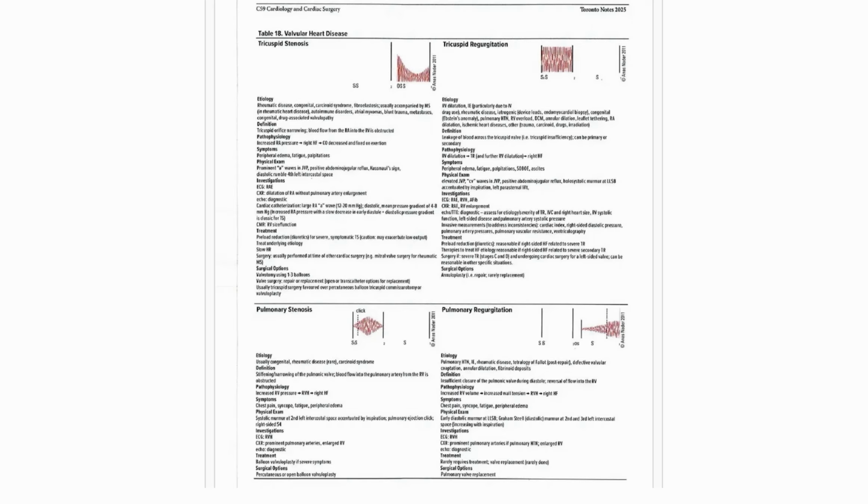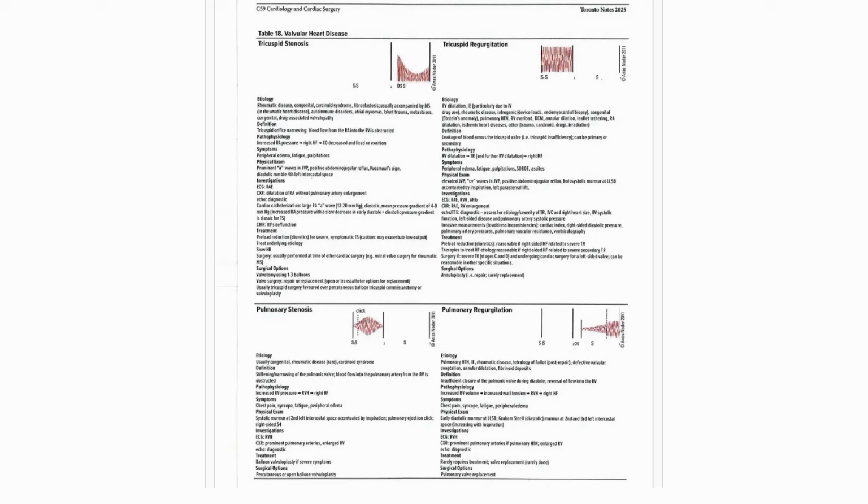On physical examination, typical findings include elevated jugular venous pressure with prominent CV waves, positive abdominojugular reflux, and a holosystolic murmur at the left lower sternal border. The murmur becomes louder during inspiration, known as Carvallo's sign, and there is a left parasternal lift due to right ventricular enlargement.